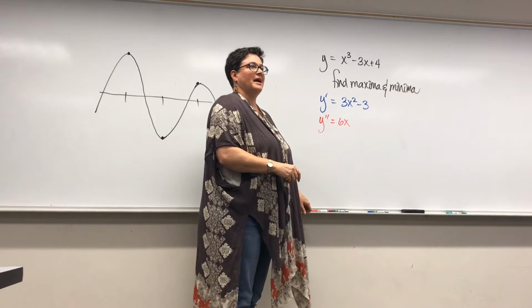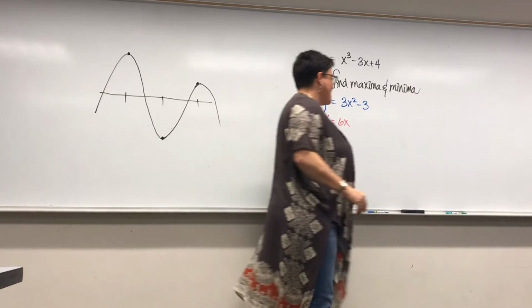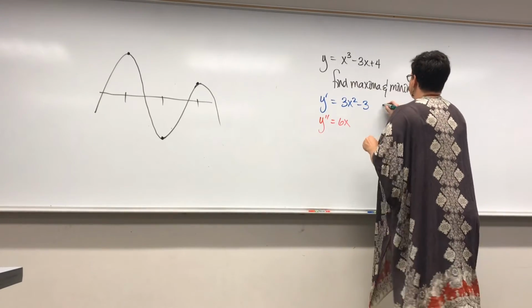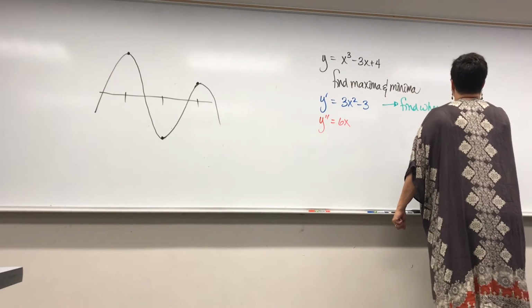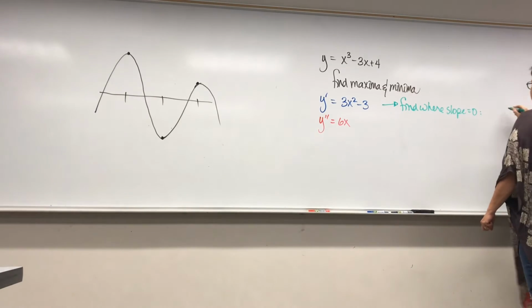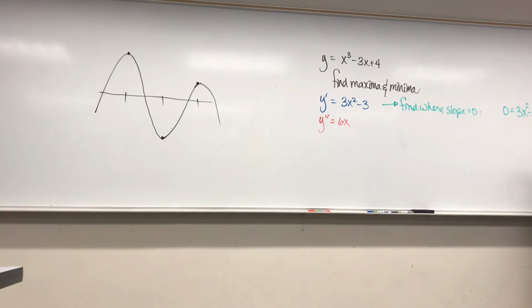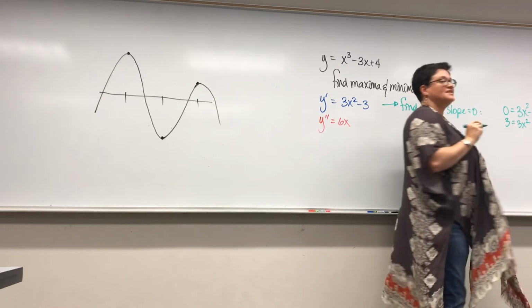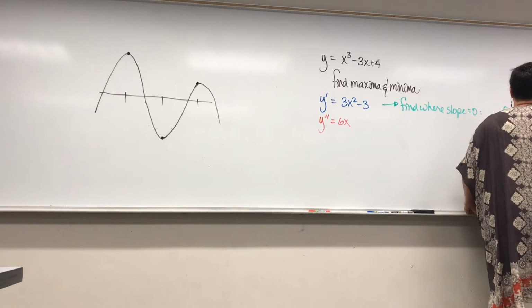You okay? Make sure you're all right. So now we're gonna find where the slope is 0. So 0 equals 3x squared minus 3. What do we do? Add 3, move the 3 over, and divide by 3. So now we have 1 equals x squared.